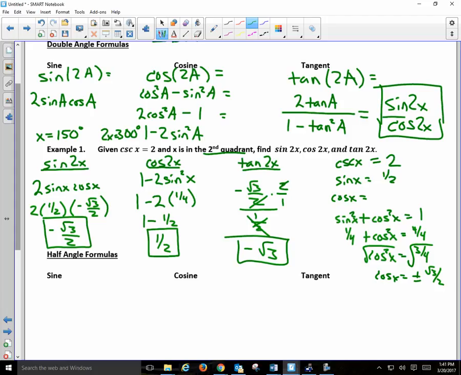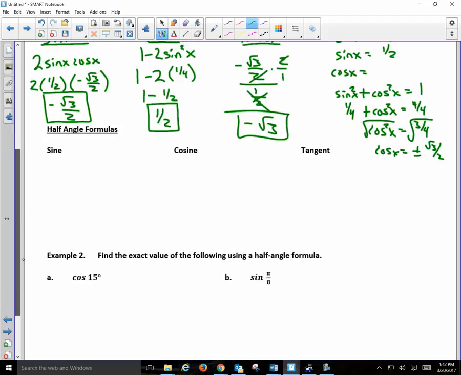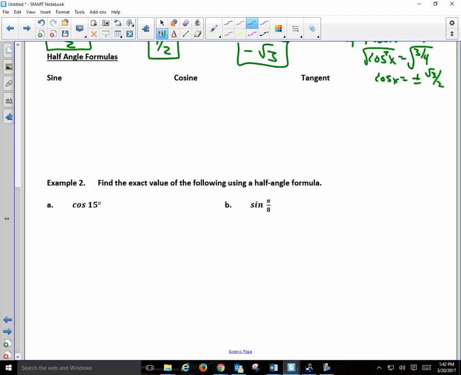Is sine positive or negative in the fourth? Negative. Positive or negative in the fourth? Cosine? Positive. How about tangent? Boom. All right, we move on. Half angle formulas, and we can be done.